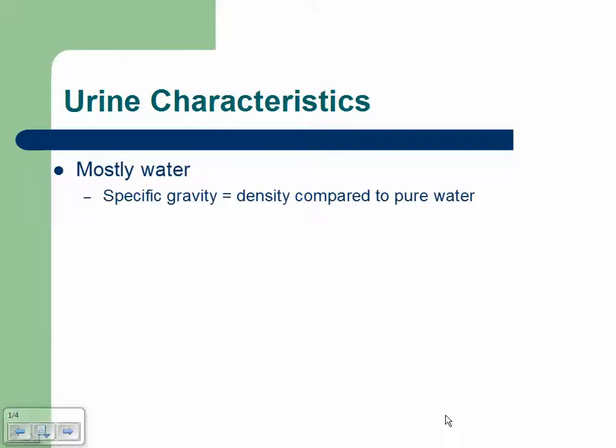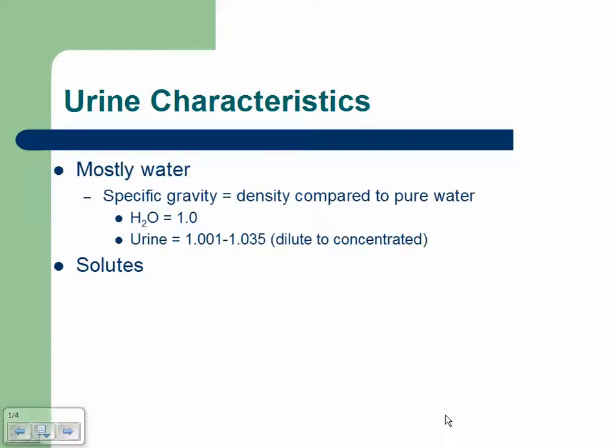Okay. Specific gravity, I'm sure you've seen before in chemistry and maybe in physical science, is just the density of something compared to pure water. So pure water is going to have a density of 1, or a specific gravity of 1. Urine should have a specific gravity that's just a little bit higher, somewhere between 1.001 if you're very dilute, very, very well hydrated, to 1.035 if it's really concentrated. Maybe you're a little dehydrated at that point.